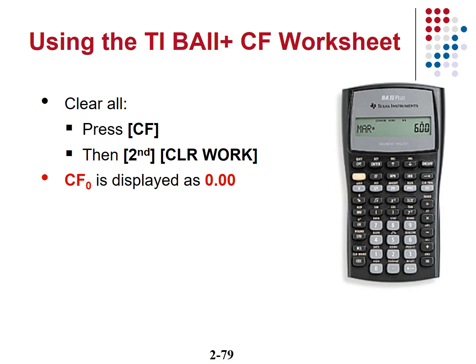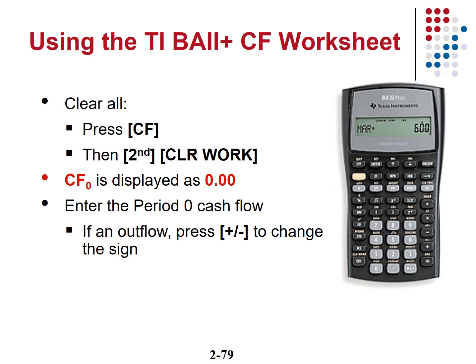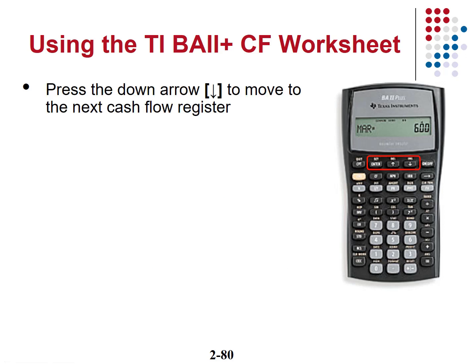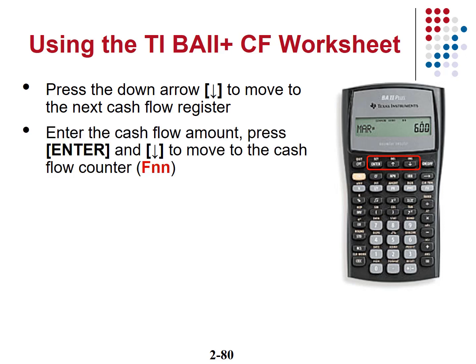Remember that for a value to be entered in a worksheet register, it must be keyed in and then enter pressed. If it's an outflow, you enter the value and press the plus or minus key. You must press the enter key. Think of a worksheet like a column in Excel. To move to the next cell, you move down to the next register. In the TI Business Analyst 2, press the down arrow. The display will show FO1 for you to enter the frequency of cash flow 1.